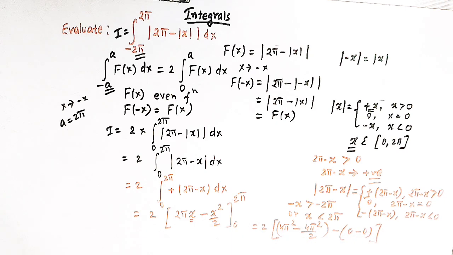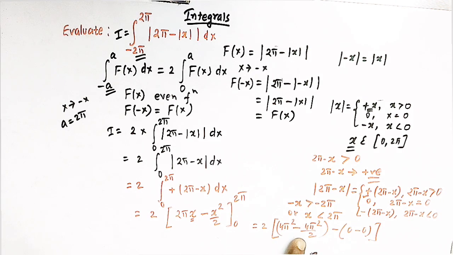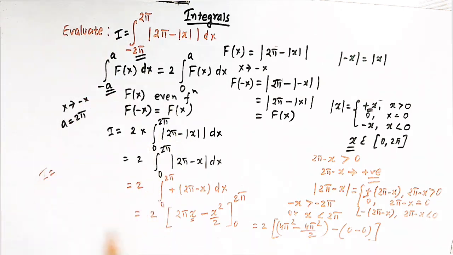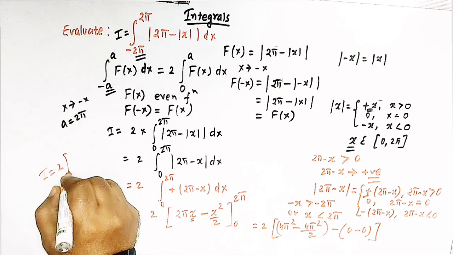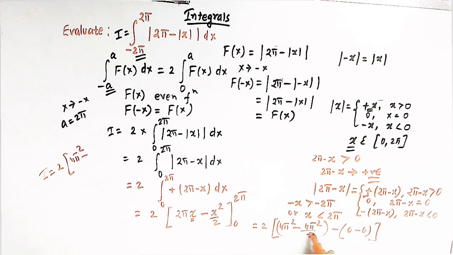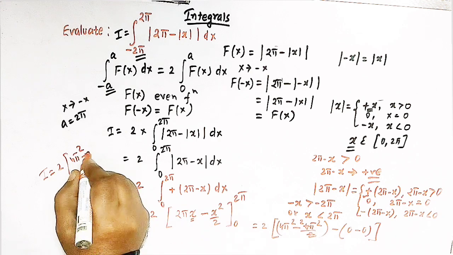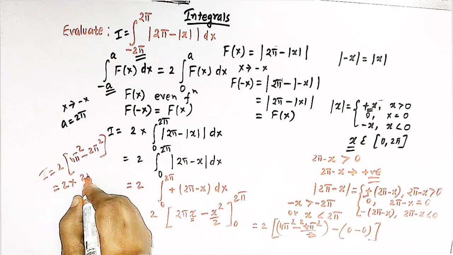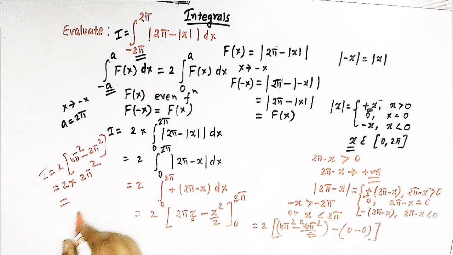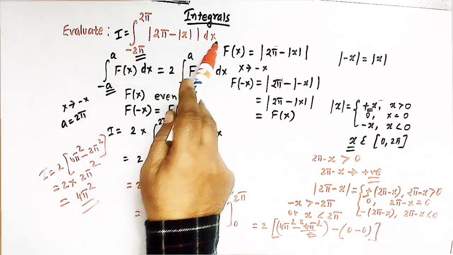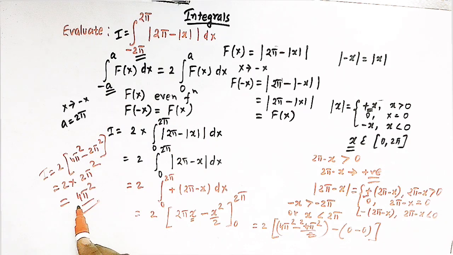minus 0. So now simplifying this term, the value of this integral I is equal to 2 times, here we have 4 pi square, and here we have 2 pi square, right? And this is 2 times 2 pi square, that is equal to 4 pi square. So viewers, the value of this integral is equal to 4 pi square.